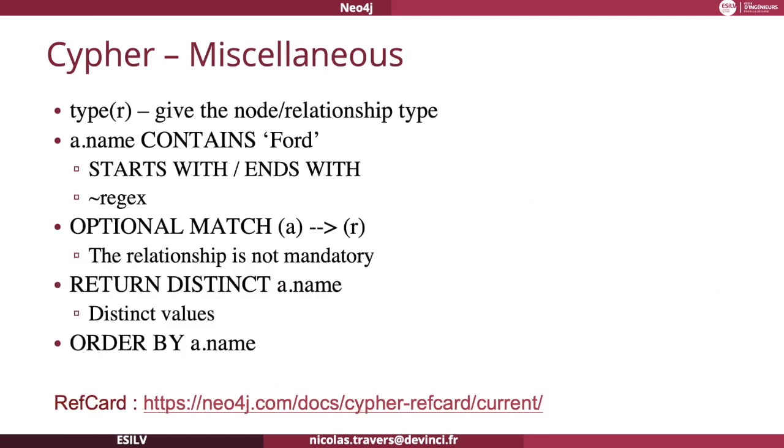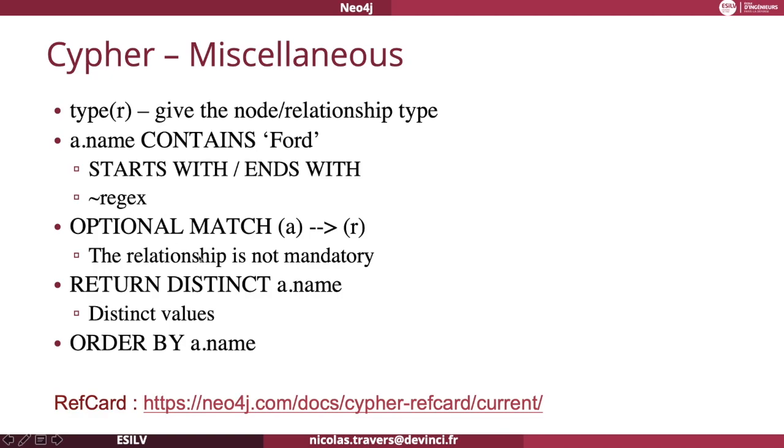What about the different features you can have? For instance, you have the function type on the relationship or on the node in order to get the type and to filter on the types or whatever. You can make some kind of text containment, so you have contains here. We can use starts with or ends with. It's a kind of regular expression.